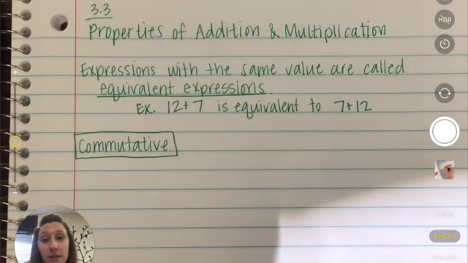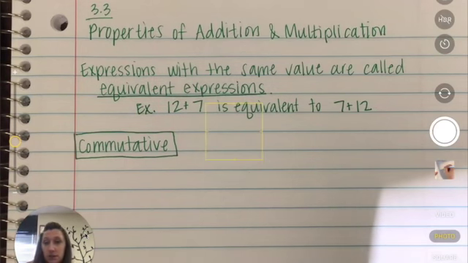Hello again. Today we're going to look at the properties of addition and multiplication when it comes to expressions. So let's get right to it.